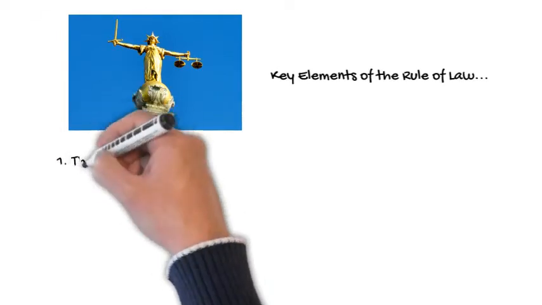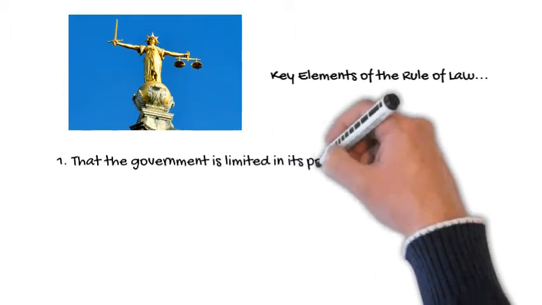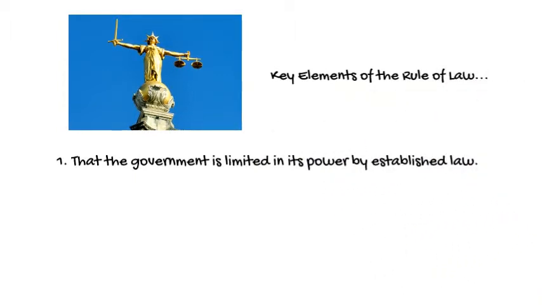The rule of law is the concept of a society that is regulated by an established system of laws. Any modern liberal democracy has to, by its very nature, exist under the rule of law. Dicey also theorised that the rule of law has three key elements. Number one, that the government is limited in its power by established law. For example, this is clearly seen through the process of judicial review in the UK.